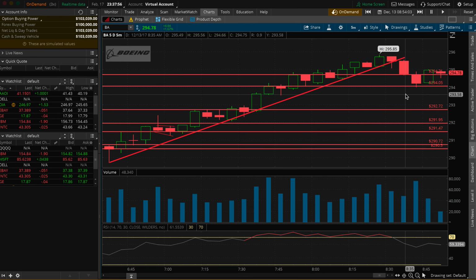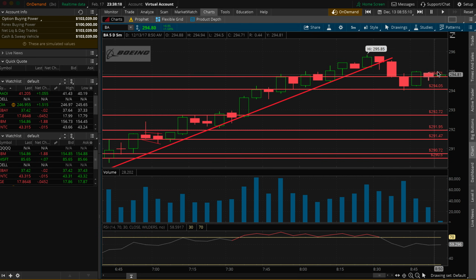Looks like it's holding. Made a tail. That's bullish. In order for us to be extremely bullish on this, it would have to come back up into this trend line.